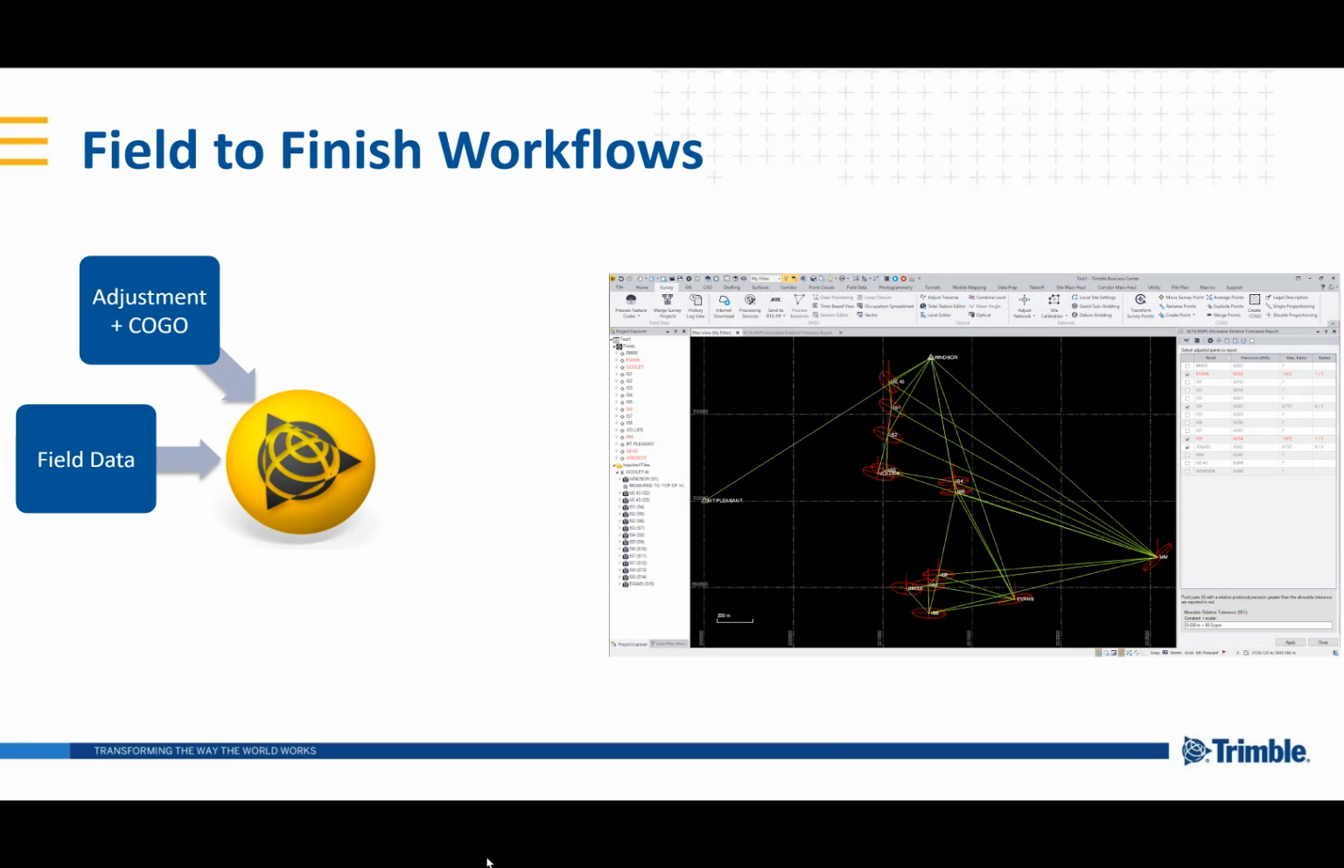TBC also offers world-class adjustment and COGO tools, such as least squares adjustment routines through the network adjustment packages, traverse adjustments, working with and editing level data for you as well.